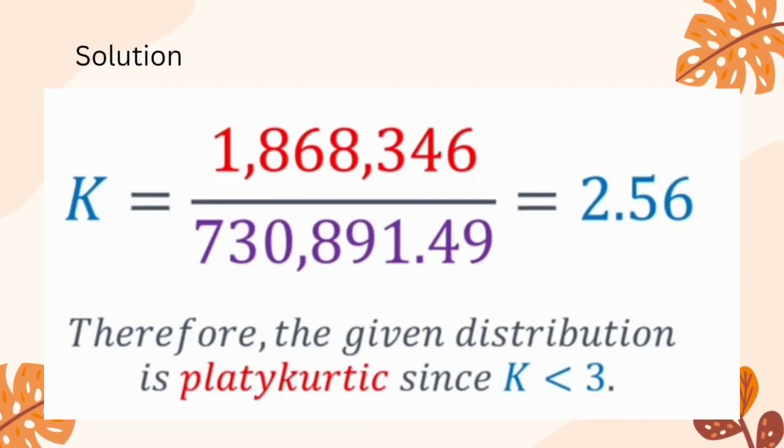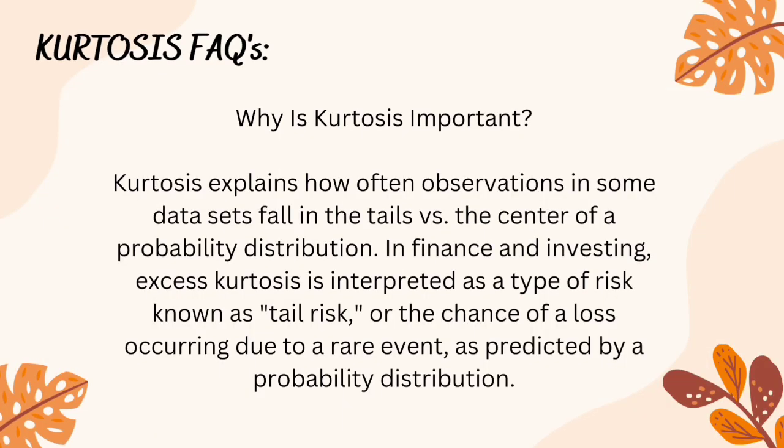Moving on, let's have our kurtosis frequently asked questions. So, why is kurtosis important? Kurtosis explains how often observations in some datasets fall in the tails versus the center of a probability distribution. In finance and investing, excess kurtosis is interpreted as a type of risk known as tail risk, or the chance of a loss occurring due to a rare event as predicted by the probability distribution.